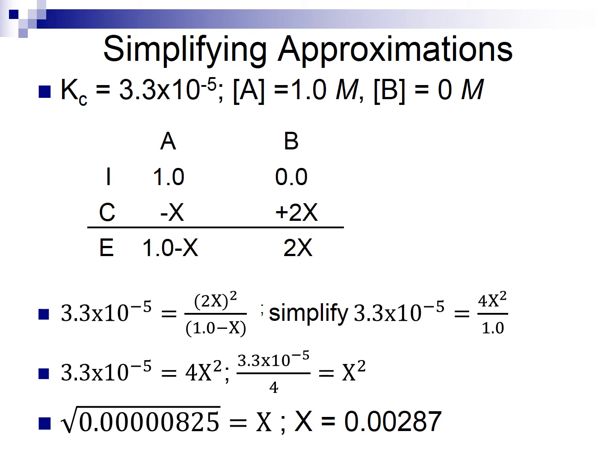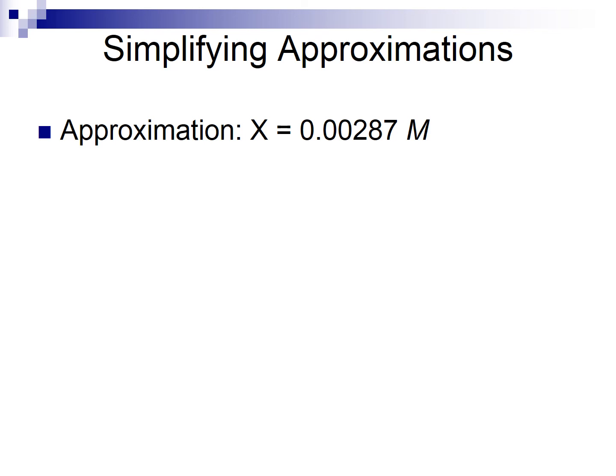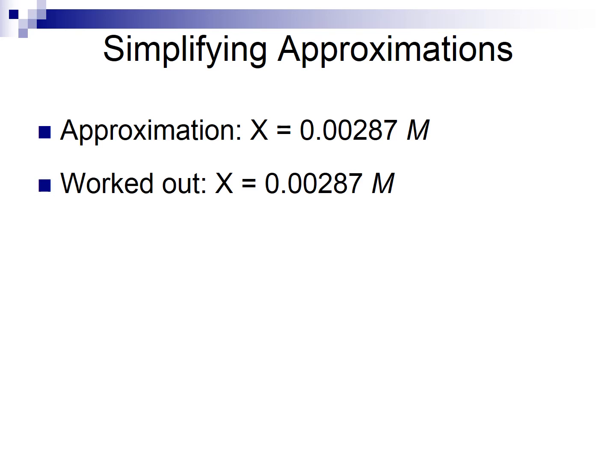Taking the square root of both sides gives me an x value equal to the square root of 0.0000825, and that value comes out to 0.00287. If I do this by the approximation, I get an x value of 0.00287. If I take this same process and work it through the quadratic equation, I will also get 0.00287.